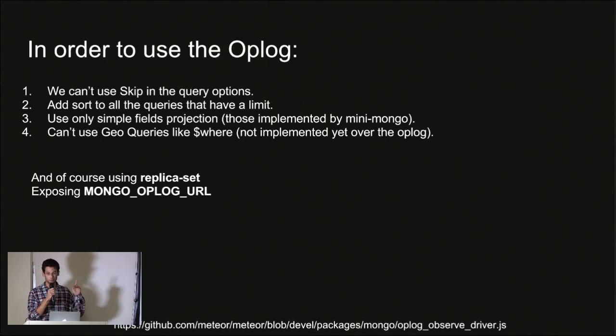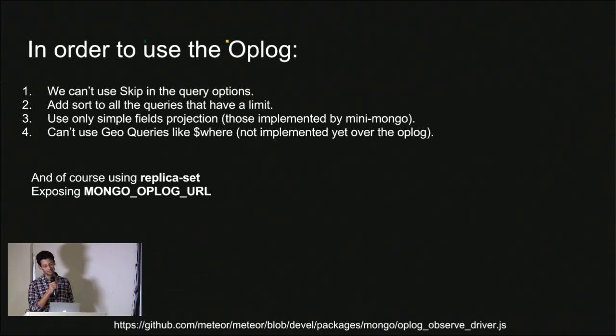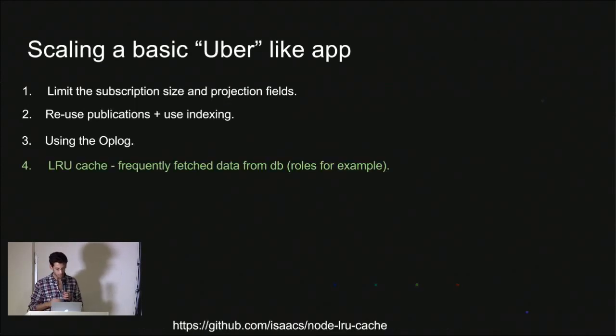And the worst of all, we can't use geoqueries like $where and $near, which are not supported over the Oplog. And to allow all of this, we need to use the MongoDB replica set and expose the Mongo Oplog URL. Nearby? Is nearby supported? No. No geoquery is supported.